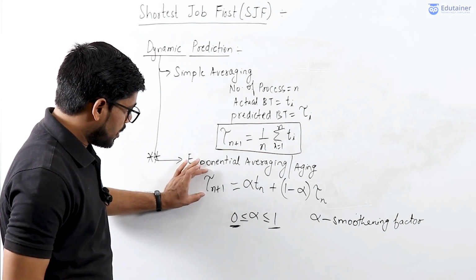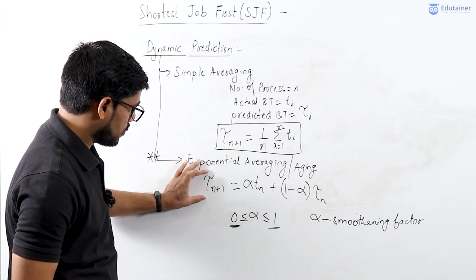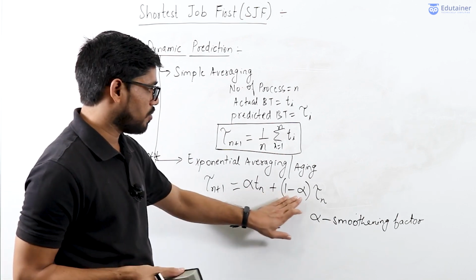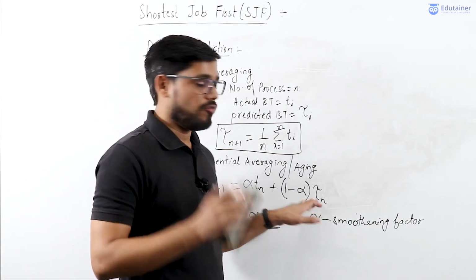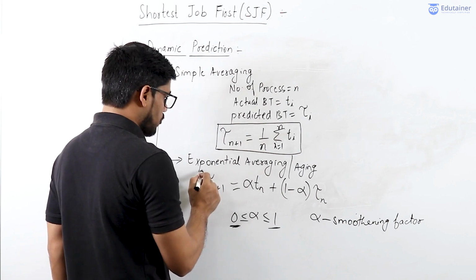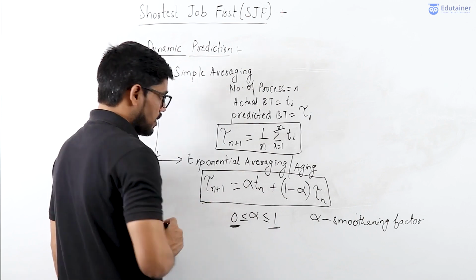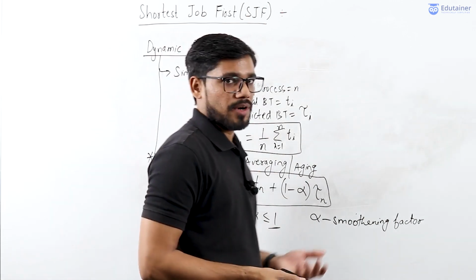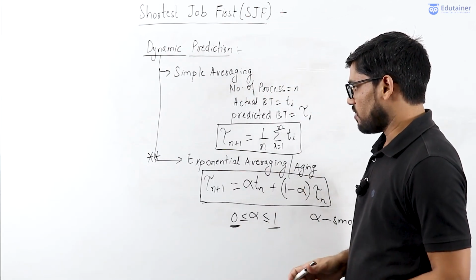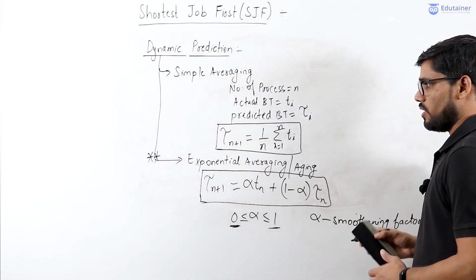So the next predicted burst time of a process in the exponential averaging or aging method is alpha into the actual burst time of the previous process plus 1 minus alpha into the predicted burst time of the previous process. So you just remember these two formulas: one is the simple averaging formula and the other is the exponential averaging formula, so that you can easily calculate the predicted burst time of a process in the GATE exam. Based on the exponential averaging, we will solve one numerical problem in the next video.